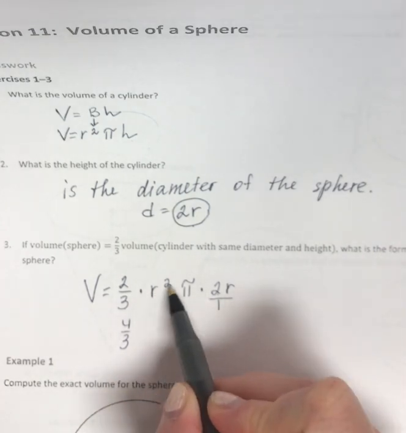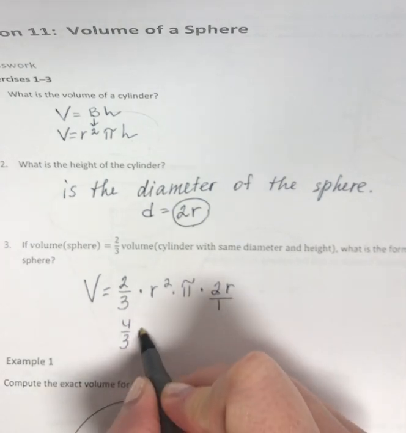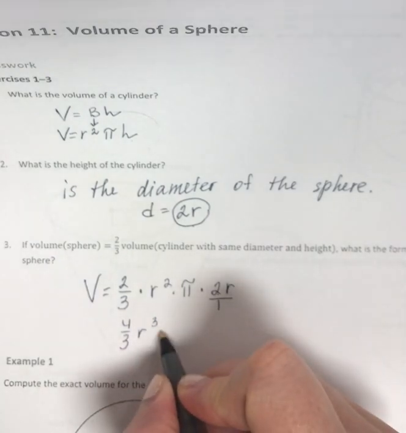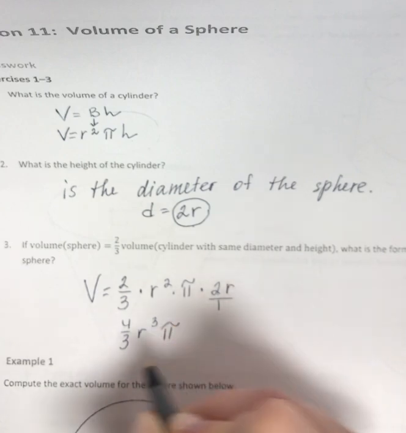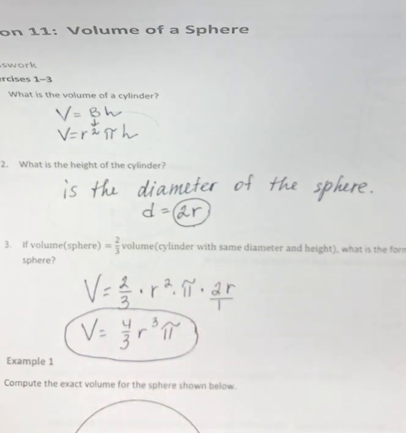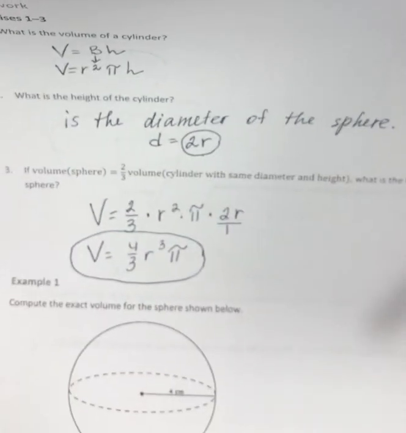How many r's do I have now? I have radius times radius times radius. So I actually have the radius to the 3rd power, 3 radii multiplied by itself. And we have pi left. That is our new formula for the volume of the sphere. Volume equals 4/3 radius to the 3rd power times pi. And that's the one we are going to use. I would recommend you memorize that formula and use it in your problem solving.